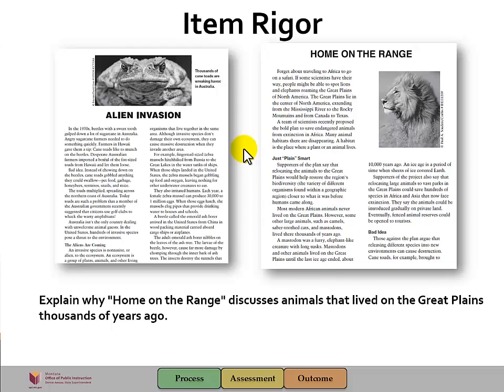The cognitive target for this item was integrate and interpret. The judgments for the depth of knowledge for this item included a 2 based on the scoring guide, and for Bloom's taxonomy, analyze. The rationale given for this item was that students had to interpret the author's craft to explain why the Home on the Range passage discusses animals that lived on the Great Plains thousands of years ago. Now we will look at how we can use all of this information to make our own item review judgments and alignment decisions.